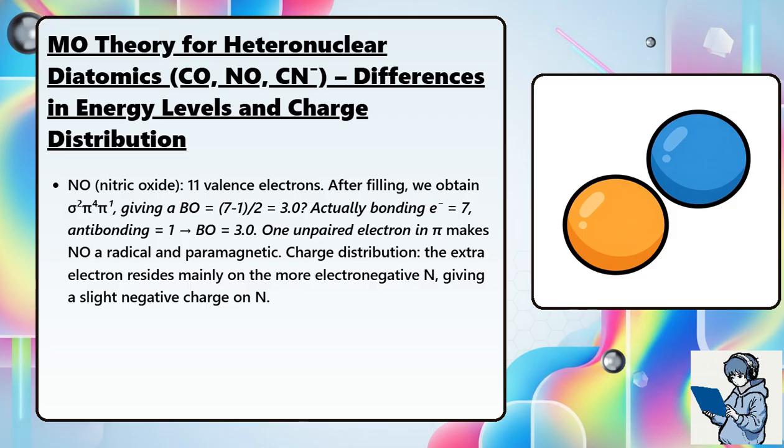NO, nitric oxide, has 11 valence electrons. After filling, we obtain sigma squared pi to the fourth pi star 1, giving a bond order equal to (8 minus 1) divided by 2 equals 2.5. One unpaired electron in pi star makes nitric oxide a radical and paramagnetic. Charge distribution: the extra electron resides mainly on the more electronegative nitrogen, giving a slight negative charge on nitrogen.